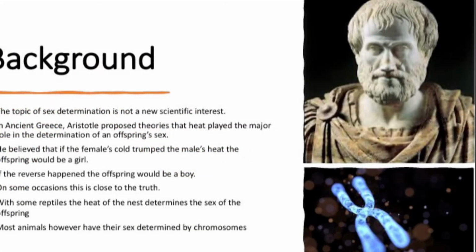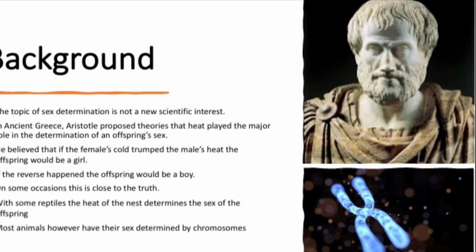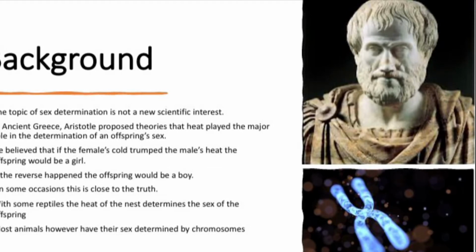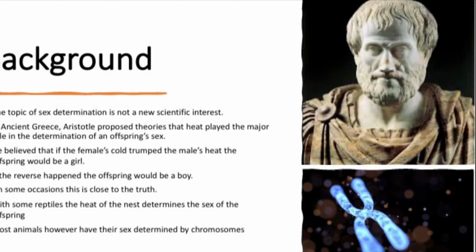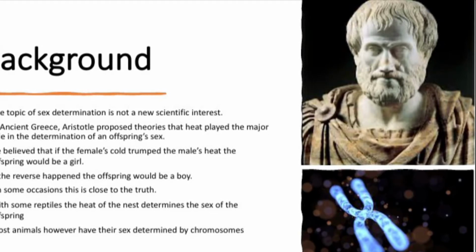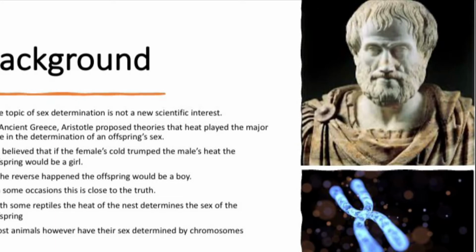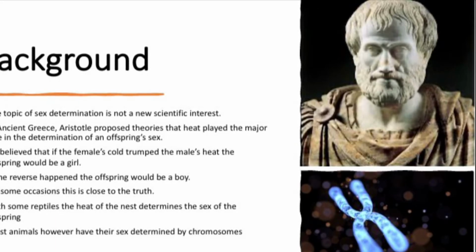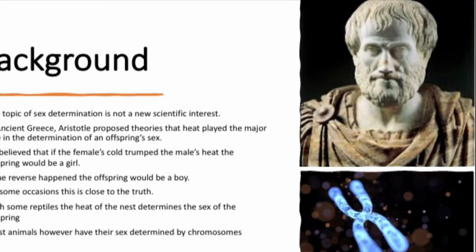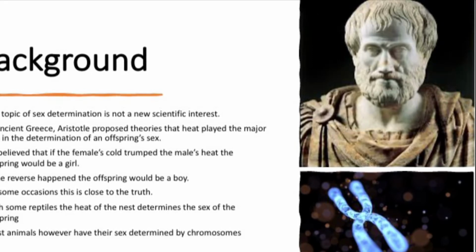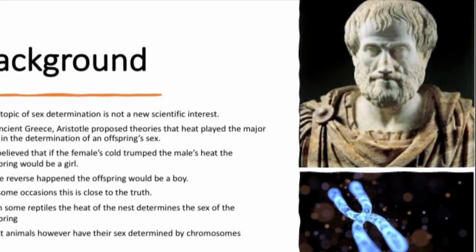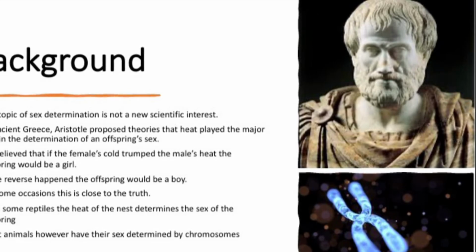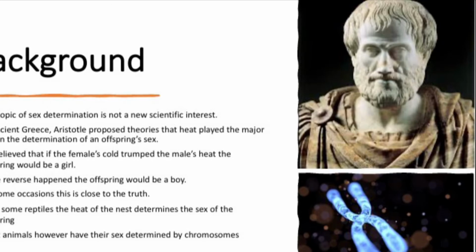A little bit of background: the topic of sex determination is not a new scientific interest. In ancient Greece, Aristotle had proposed theories that heat played a major role in the determination of an offspring's sex. He believed that if the female's cold trumped the male's heat, then the offspring would be female, or if the reverse happened, where the male's heat trumped the female's cold, then the offspring would be male. On some occasions in nature, this is close to the truth. In some reptilian species, the heat of the nest determines the sex of the offspring. For most animals, however, this is determined chromosomally.